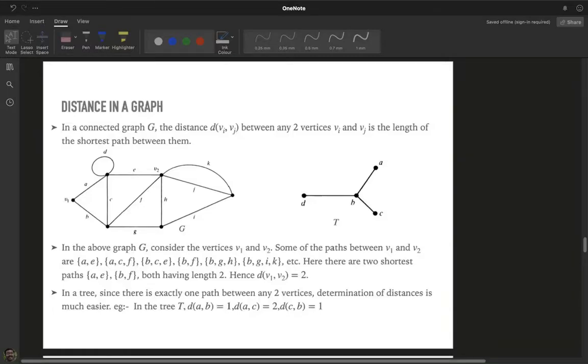Hi, in this session we'll discuss the concept of distance in a graph. Okay, so what do you mean by the function distance in a graph? So basically the distance is defined between two vertices. The distance between any two vertices is the length of the shortest path between them. So that is the definition.